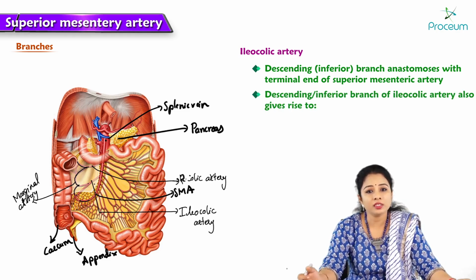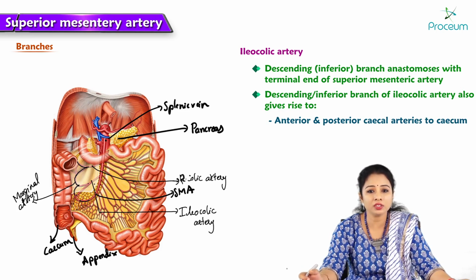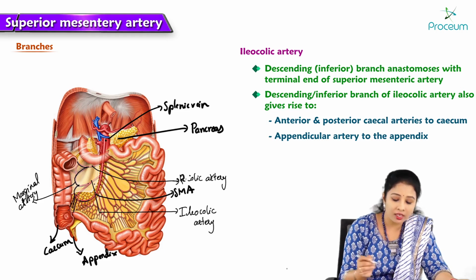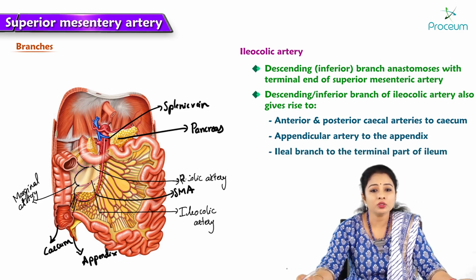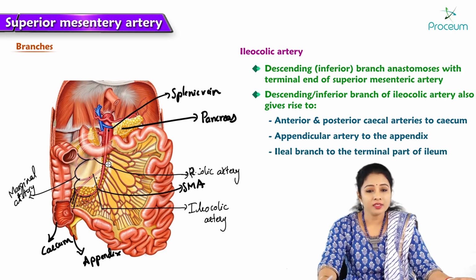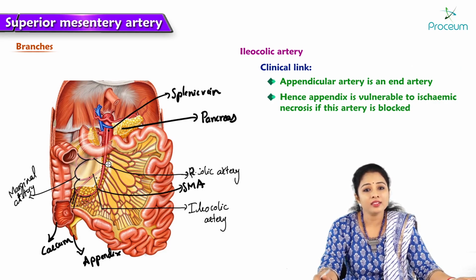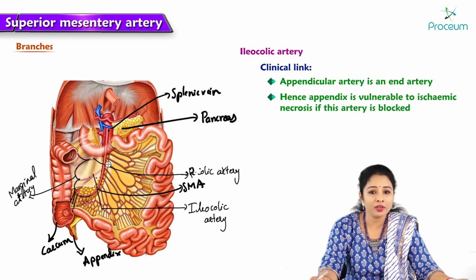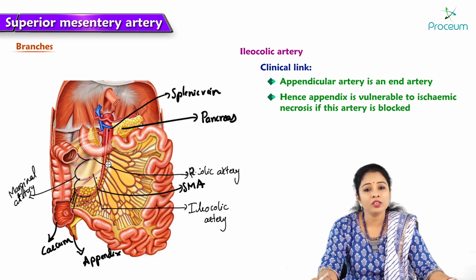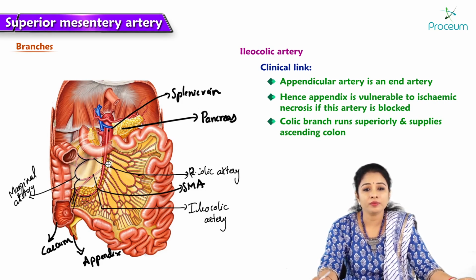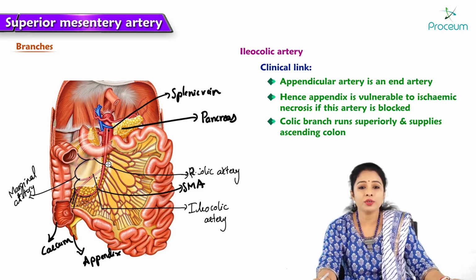The descending, that is inferior branch of ileocolic, gives rise to anterior and posterior cecal arteries to the cecum, and also it gives rise to the appendicular artery to the appendix. So, it gives rise to the appendicular artery and cecal arteries, and ileal branches to the terminal part of ileum. Okay. Let us see a clinical link here. The appendicular artery is an end artery, and hence the appendix is vulnerable to ischemic necrosis if this artery is blocked. The colic branch runs superiorly and supplies the ascending colon. That is a clinical link which has to be noted here.